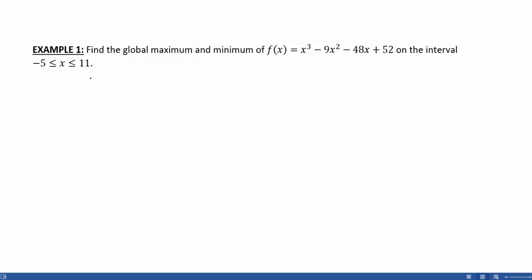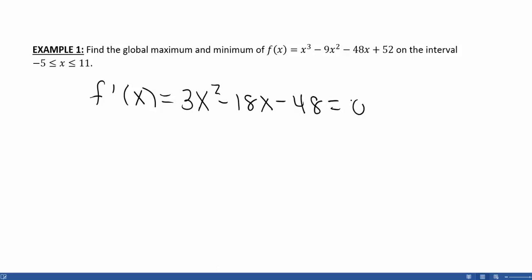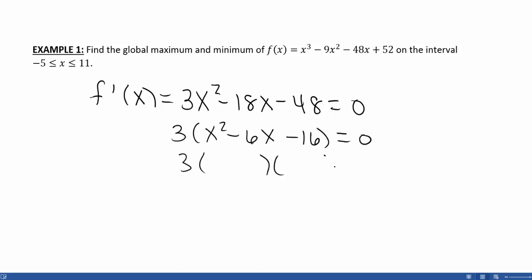So remember, we find critical points by finding where the first derivative is equal to 0. So my first derivative here is 3x squared minus 18x minus 48. And I want to know, when does that equal 0? So I'm going to factor this. First I'm going to pull out a 3. And then I'm going to factor it a little bit further here. So I have 2 numbers that need to multiply to give me -16 and add up to give me -6. So that'll give me x minus 8, x plus 2.